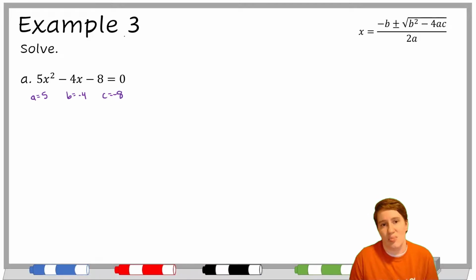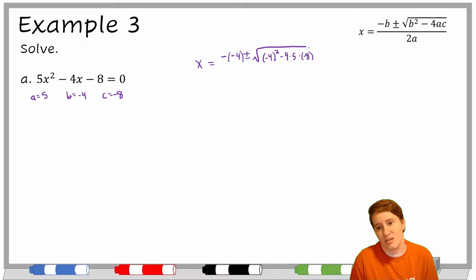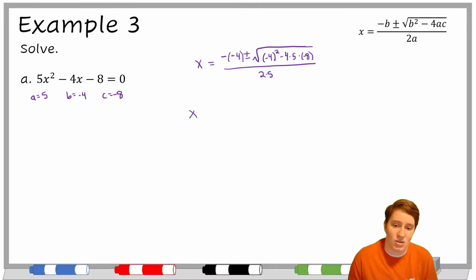Notice I just take the number. I don't take the x or the x squared with those. Now let's plug this in. X equals negative b, so a negative negative 4, which is going to turn into a positive 4, plus or minus the square root of b squared, so negative 4 squared, minus 4 times 5 times negative 8, all over 2a. So there are two things that we can kind of do right off the bat here.